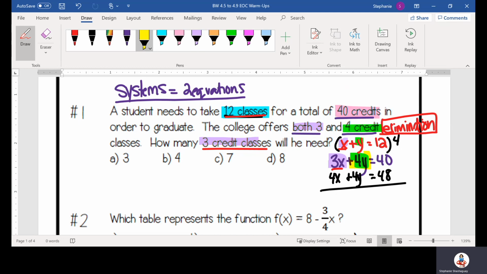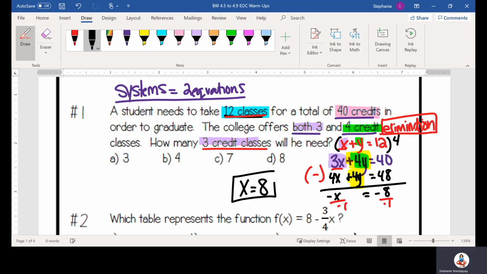Now that I have 2 variables that have the same coefficient, my y's, I can either add or subtract these. And I'm going to want to subtract because 4y minus 4y is going to give me 0. So 3x minus 4x is going to give me a negative x, and that's going to equal a negative 8. Well, if negative x equals negative 8, when I divide by a negative 1 and divide by a negative 1, I know that x is equal to 8, which the answer is D. Okay, and remember, all I did was solve for my 3 credit classes. I did not need to solve for my 4 credit because it didn't ask me.